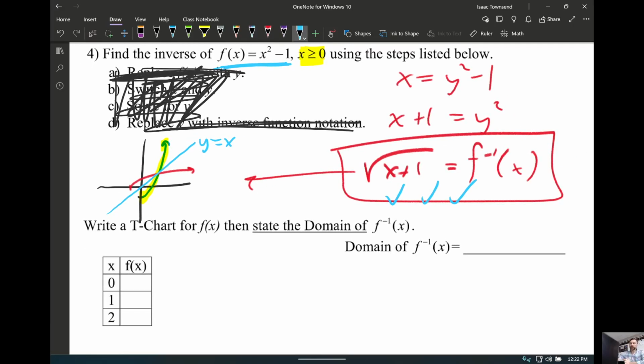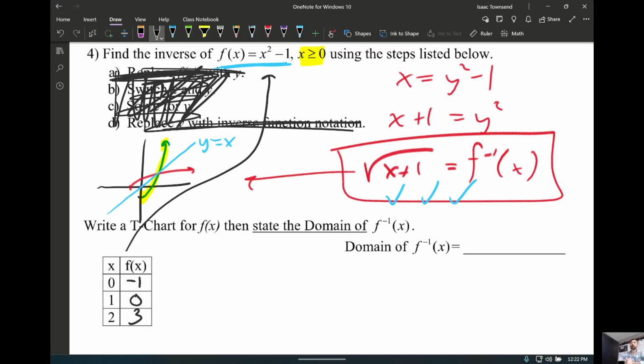Likewise, I think this table is kind of pushing you to also check your work. So this referred to the function. If I plug 0 into the function, I get -1. If I plug 1 into the function, I get 0. And if I plug 2 into the function, I get 3.